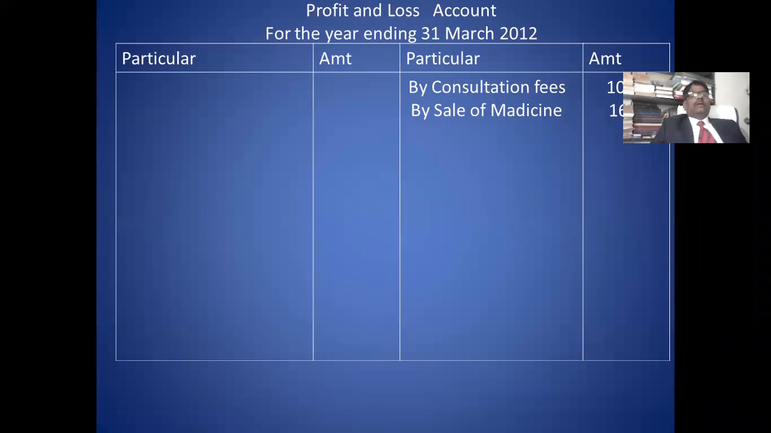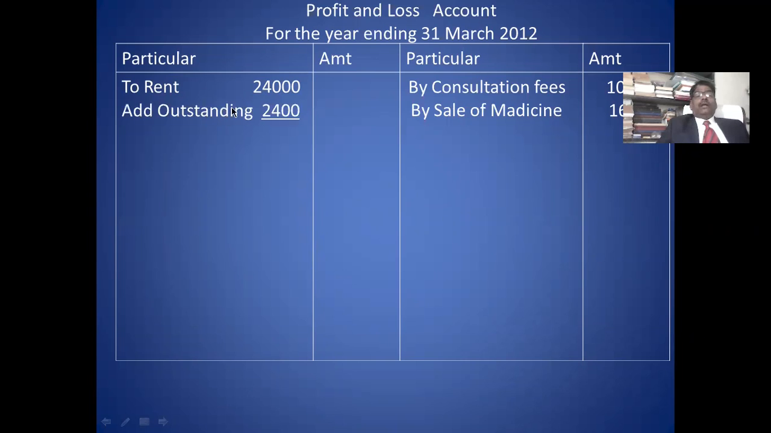What are those expenses? First expense is rent. You take rent. Rent is 24,000 total. Add outstanding. Outstanding is 2,400. So total it is 26,400 rent. Out of this you take 1/4. 1/4 is relating to profession. So 1/4 of this is 6,600.